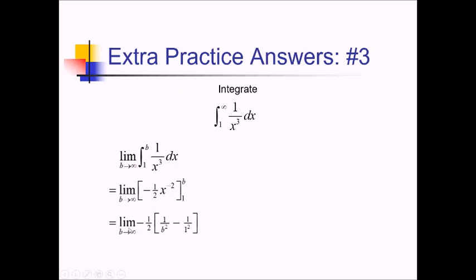So as b approaches infinity now, this 1 over b squared term goes to 0 because it's bottom heavy, and this other term here is just going to be minus 1. So we have negative 1/2 times (0 minus 1). And then this is just negative 1/2 times negative 1, which is positive 1/2.